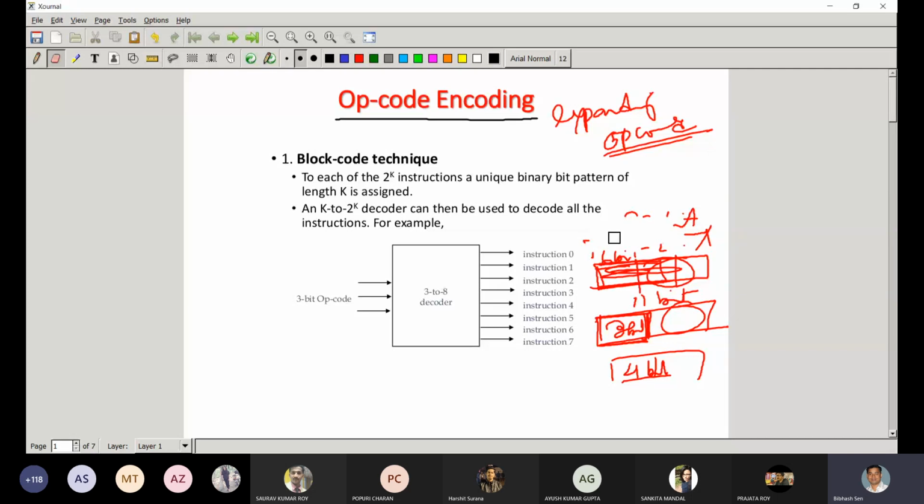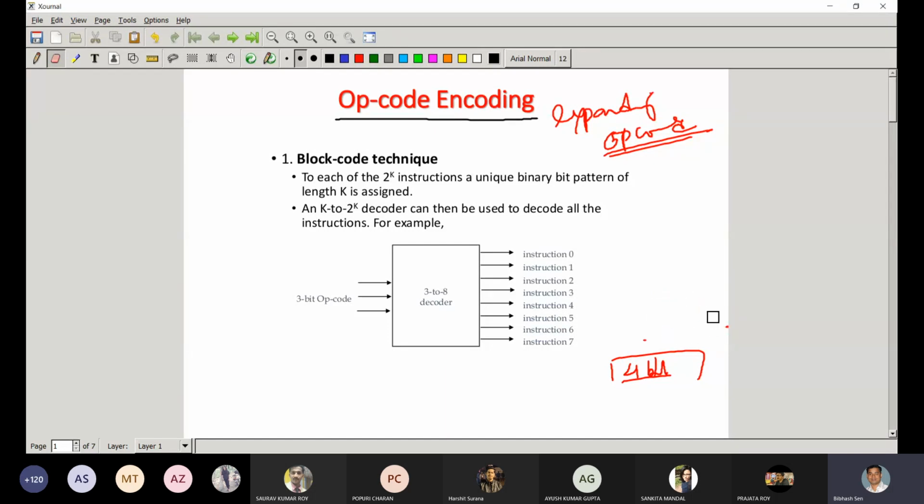As I told earlier, most of the time we found that whenever any instruction is loaded into the CIR, the opcode part starts encoding. First, the meaning of the opcode will be decoded. The most famous and easily used encoding technique is decoder based, which I have given here. In the CIR, the current instruction register, some part is the opcode.